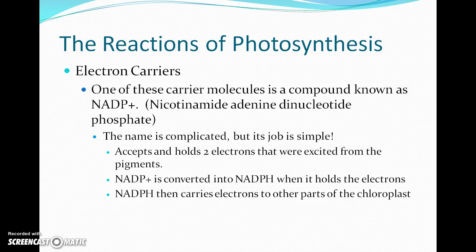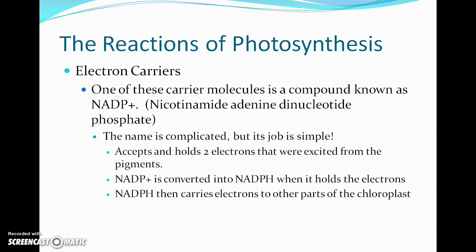So in the last video where we left off was talking about electron carriers. To recap, one of the first reactions that happens in photosynthesis is the sunlight hits the chlorophyll that's located in the thylakoid. And what happens when the sunlight hits the chlorophyll is it starts to charge up these electrons, and the electrons become excited.